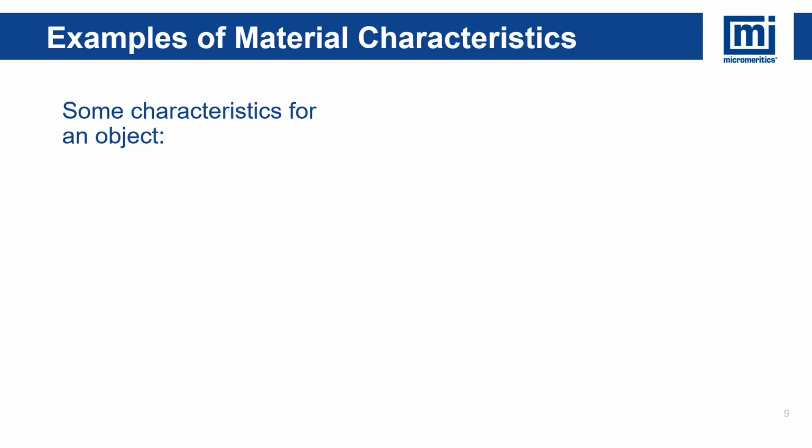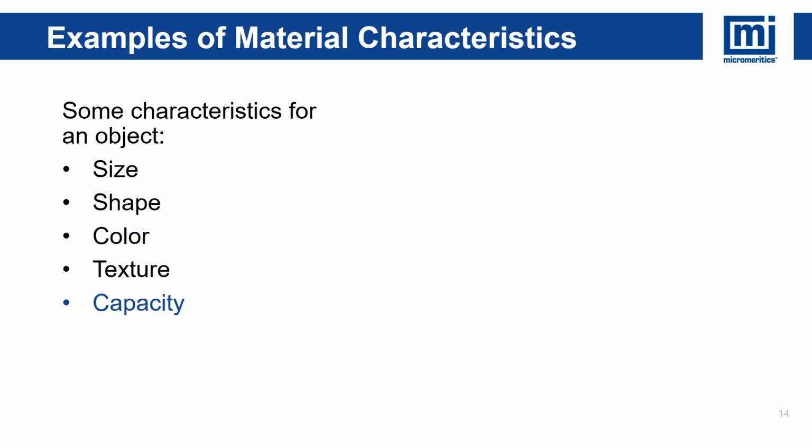So what are some of the characteristics that we might use to describe a familiar object? First, we might provide information related to the size of the object, as well as the shape of the object. We might describe its color, as well as the texture of the object. And then depending on what the object might be, something like its capacity might be of interest or might be a nice descriptor.